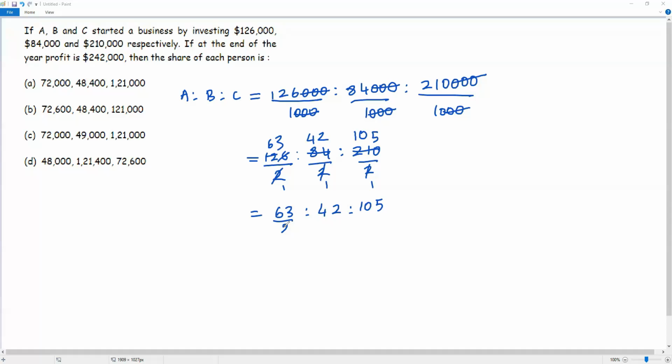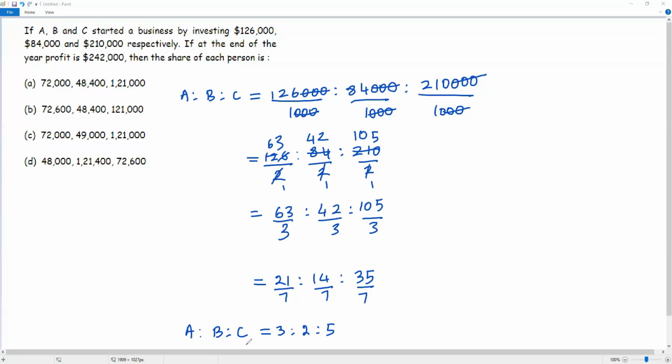So I can divide everything by 3. 63 divided by 3 is 21, 42 divided by 3 is 14, and 105 divided by 3 is 35. Clearly 21, 14, and 35 are all multiples of 7, so I'm going to divide by 7. I get 3 to 2 to 5. We cannot do any more simplification. So the ratio of the investments of A, B, and C is 3 to 2 to 5.